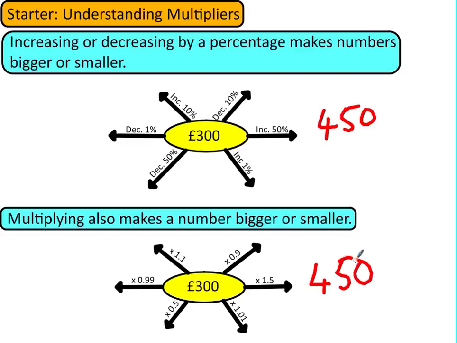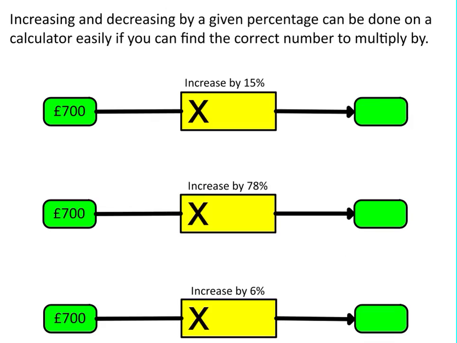Now, if I was to decrease this by 1%, so 1% would be £3, so decreasing would give me £297. That would turn out to be the same thing as multiplying by 0.99. That also is £297. So there's a clear link here between increasing and decreasing by a percentage and multiplying by given numbers. So that's the focus of this lesson, looking at that relationship.